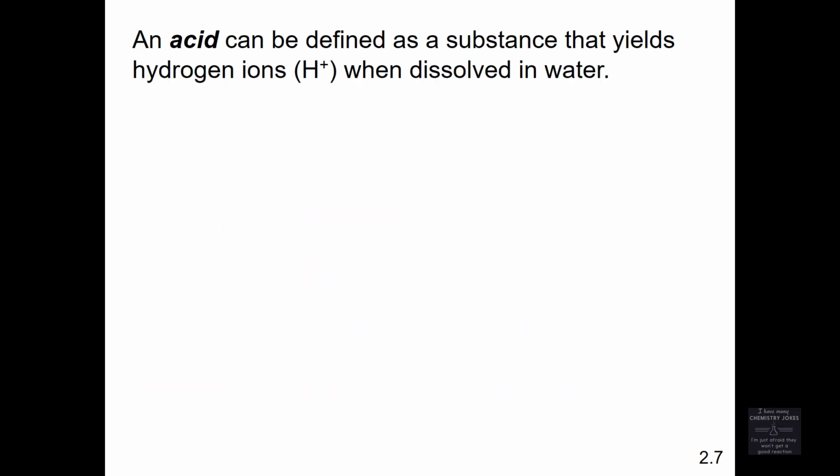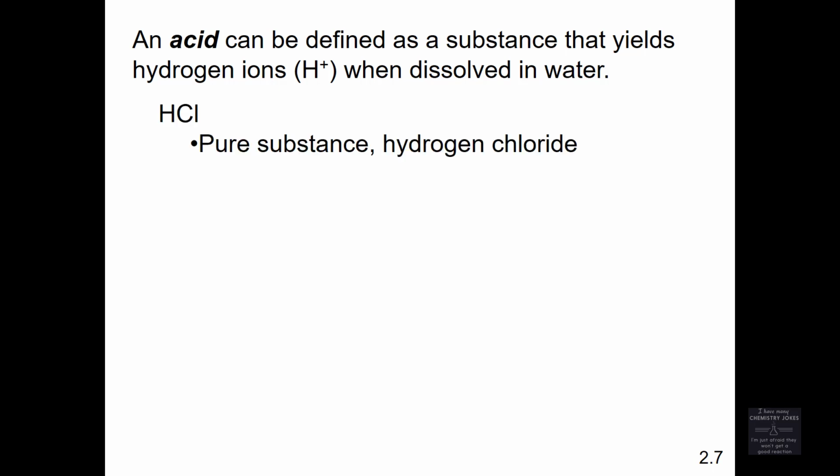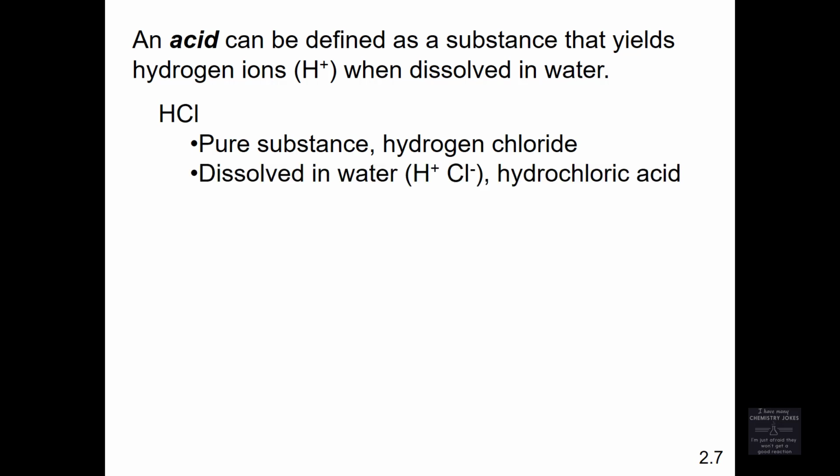An acid is something that produces H+ when it's dissolved in water. HCl as a pure substance is hydrogen chloride. But when you dissolve HCl in water, it produces H+ ions. And so producing H+ ions makes it an acid, and naming an acid is different from naming a molecule. So this becomes hydrochloric acid once you dissolve it in water.